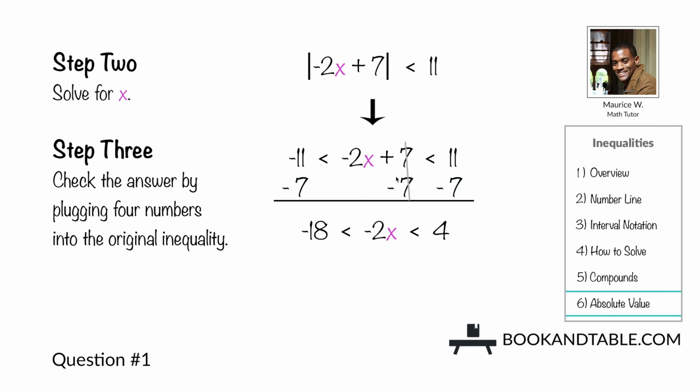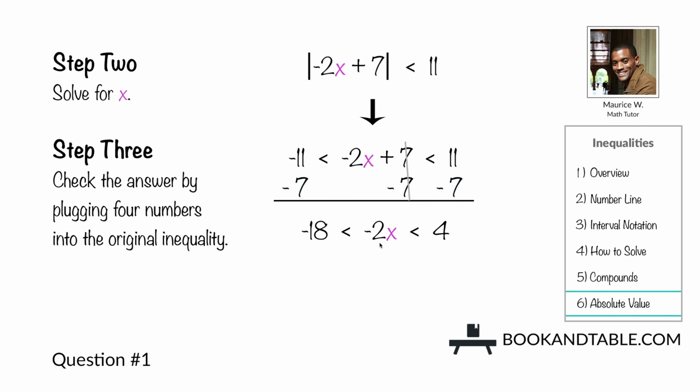So we'll begin by subtracting 7 from all three terms. On the left end, we get negative 11 minus 7, which is negative 18. In the middle, we are left with negative 2x. And on the right side, we have 11 minus 7, which is 4.